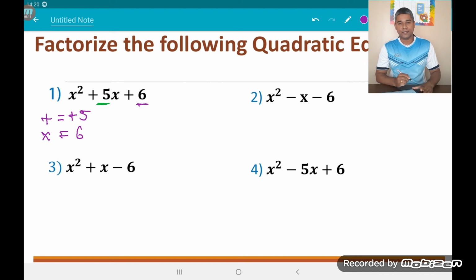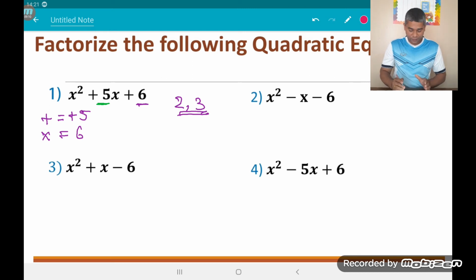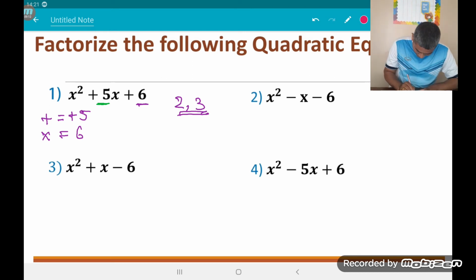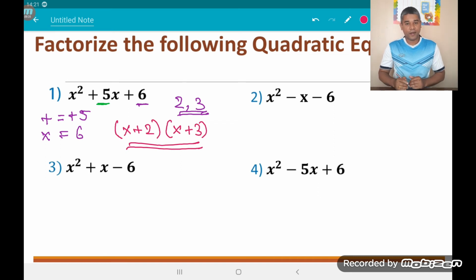Can you find two numbers like that? What are the numbers? We already discussed. The numbers are plus 2 and plus 3. So I will write 2 and 3. These are the numbers, am I right? Now you put a bracket and write x plus 2. The first number is 2, and the second number is 3, so the next one is x plus 3. We finished factoring that one. So easy, am I right?